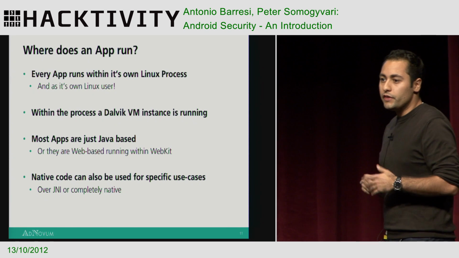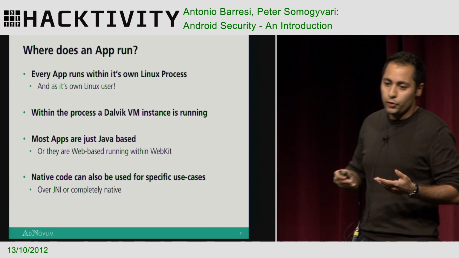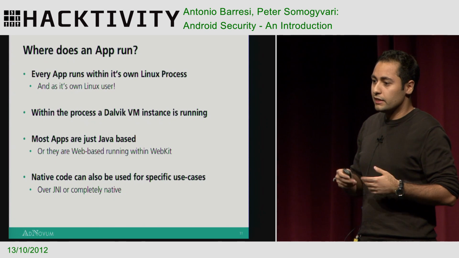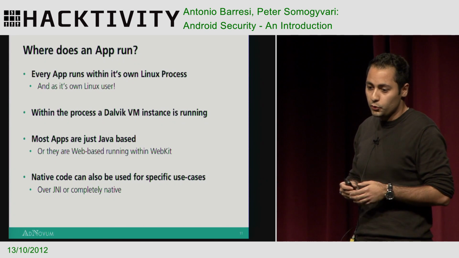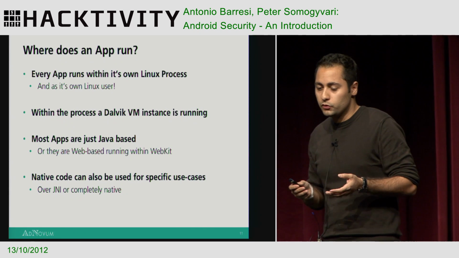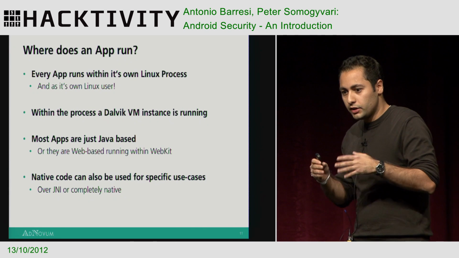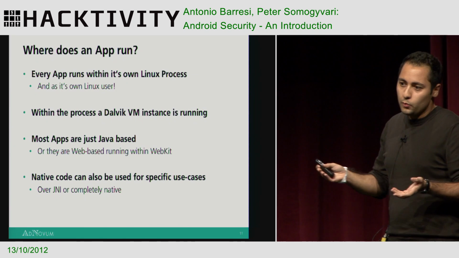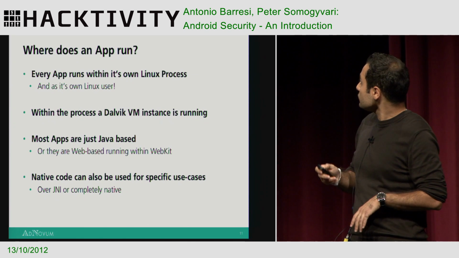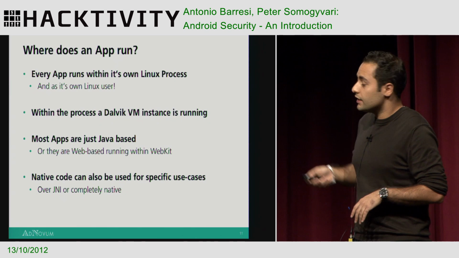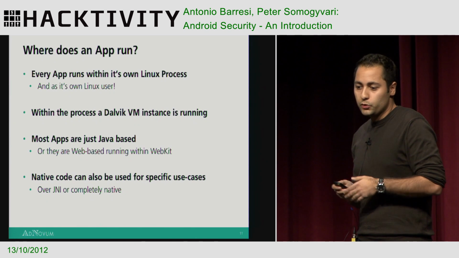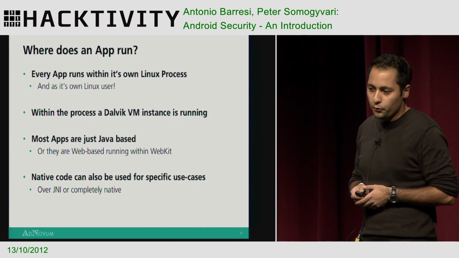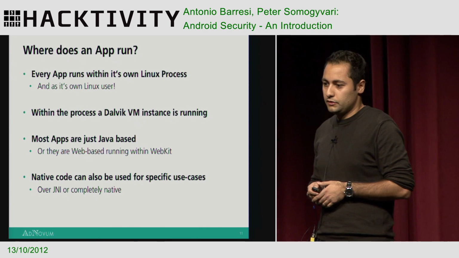So we now know how an app comes to the system. Let's see where it runs. As said, every app has its own Linux user. So what basically happens is that there will be a process for every app, and within that Linux process, your Dalvik VM instance will run, and within that, your app. So basically, you map apps to processes. And as said, most apps are Java-based, but you can also have native apps. Especially from version 2.3, you can have entirely native apps.